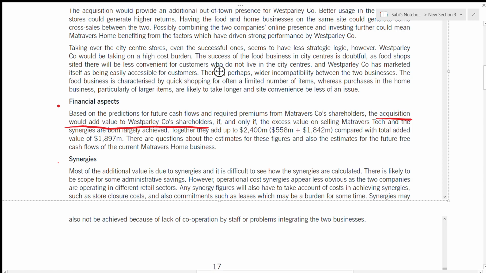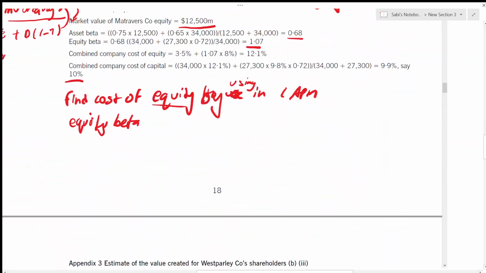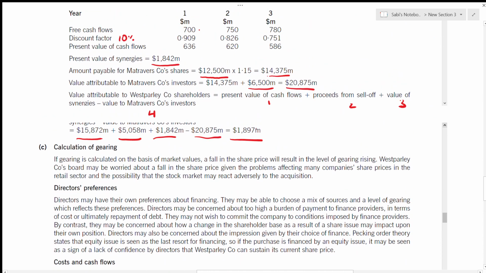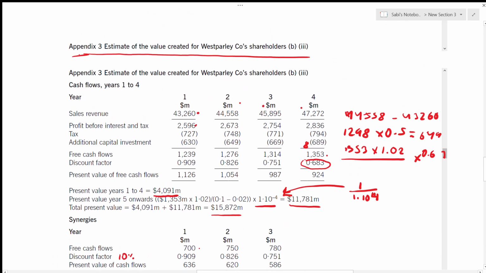What was the excess value? In the first requirement we calculated the excess value was 558. And from selling the tech you are getting 1842. Just add both, you are getting 2400, compared with the total value of 1897. What is this 1897? That is the last thing which we calculated, the value to the West Palace shareholder. This one. 1897. So the value is huge.